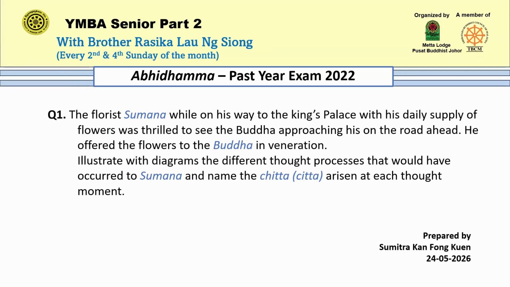The florist Sumana, while on his way to the king's palace with his daily supply of flowers, was thrilled to see the Buddha approaching him on the road ahead. He offered the flowers to the Buddha in veneration. Illustrate with diagrams the different thought processes that would have occurred to Sumana and name the chitta and reason at each thought moment.